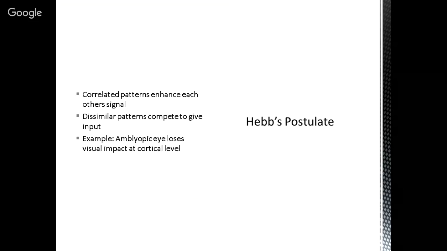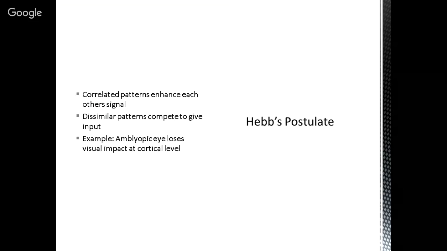Okay, Hebb's postulate is one of the big ideas that comes out of all this. This was trying to clarify a little bit how things get selected and how particular pathways are enhanced. Basically, the idea was that patterns that enhance each other's signal are favorable. And when you get chaotic noise, you don't get the same kind of feedback, and those patterns are lost. In other words, connections are lost that don't make sense to the receiving nerve cell.